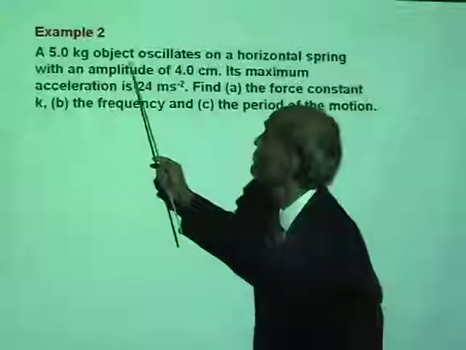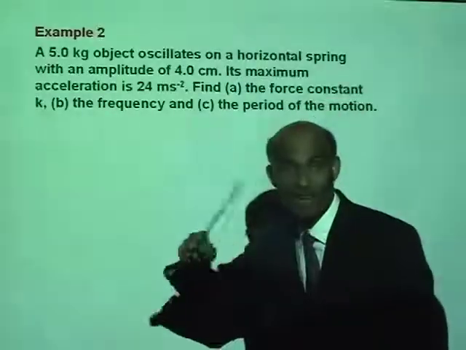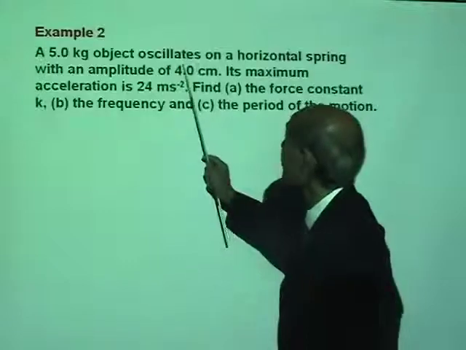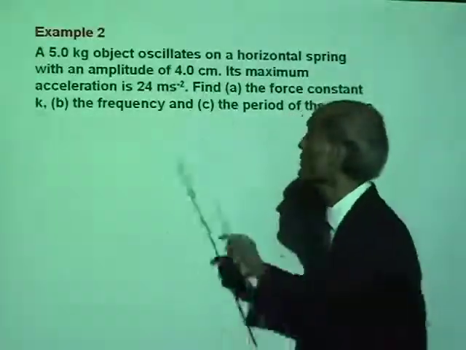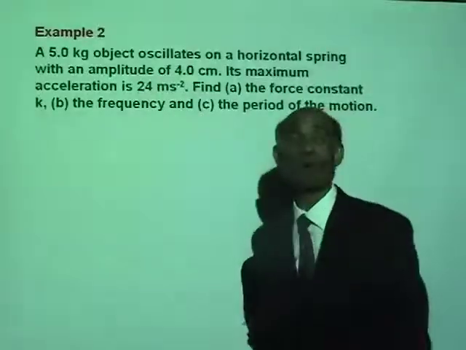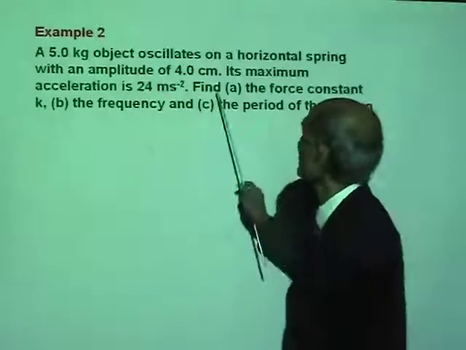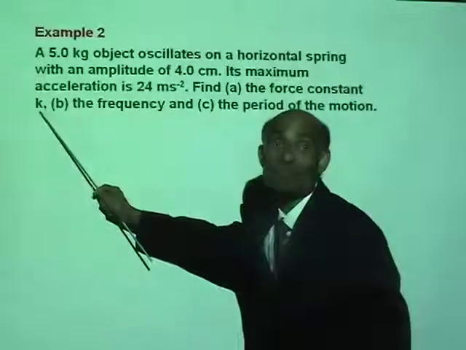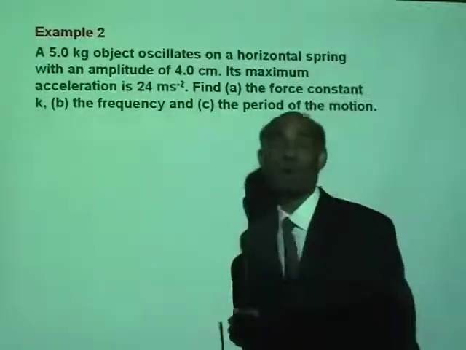A 5 kilogram object oscillates on a horizontal spring. Here again you have a horizontal spring with an amplitude of 4 centimeters. Always pick out the given values. Its maximum acceleration is 24 meters per second squared. Maximum acceleration is given to you. Find the force constant K of the spring, the frequency and the period of motion.